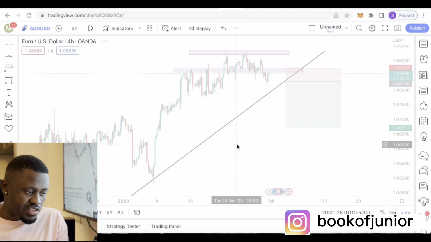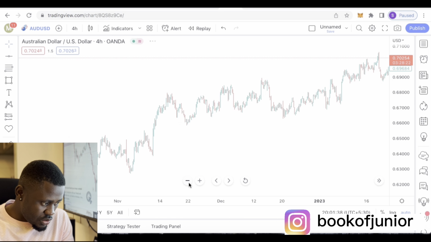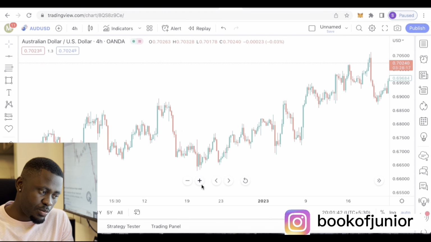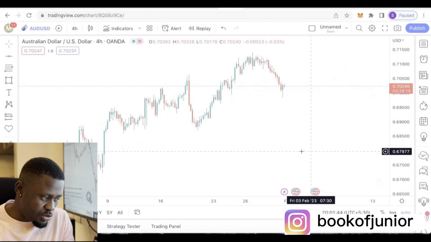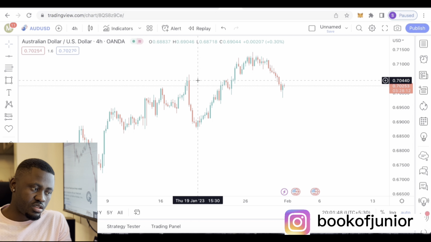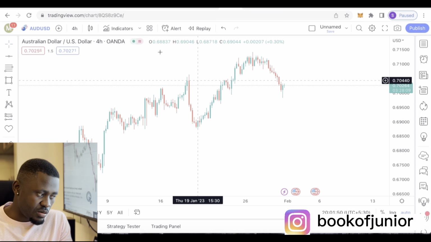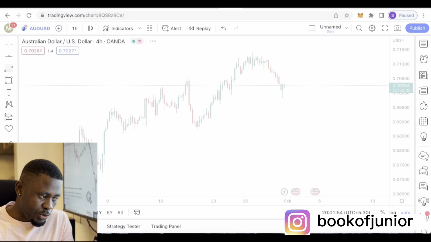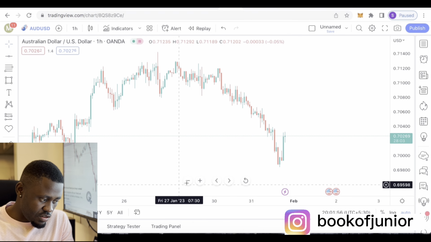So our next pair is AUD USD. As you can see, we have still an uptrend on this. We have an uptrend on AUD USD. Again, we always want to mark out the support and resistance zones so that we can know what the price is doing. So for this, we're going to come to the 1 hour time frame, as you can see right here.